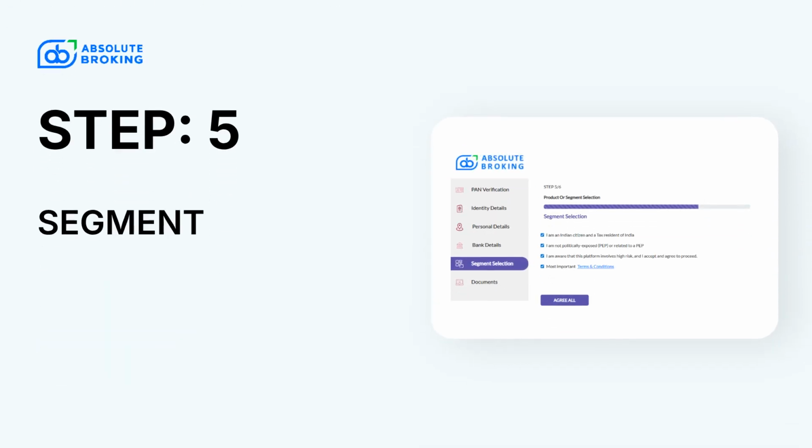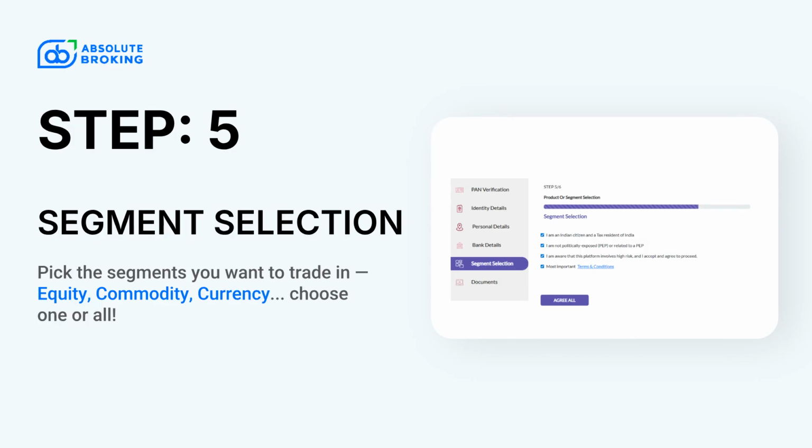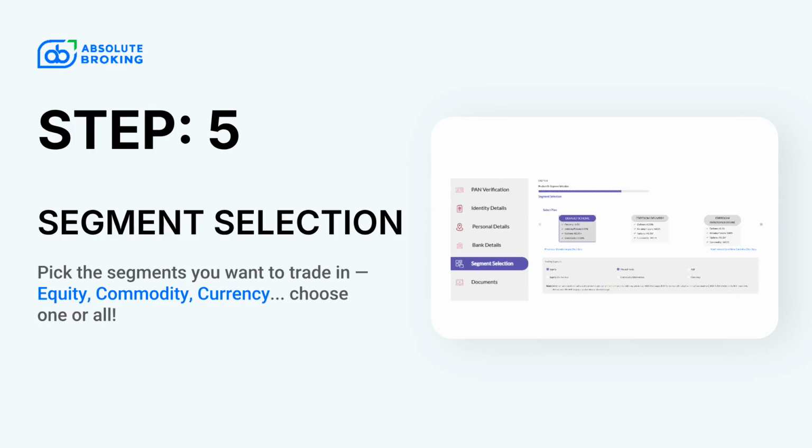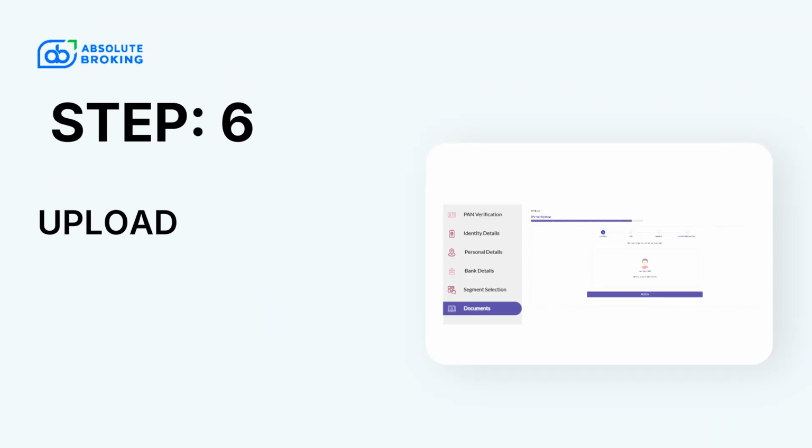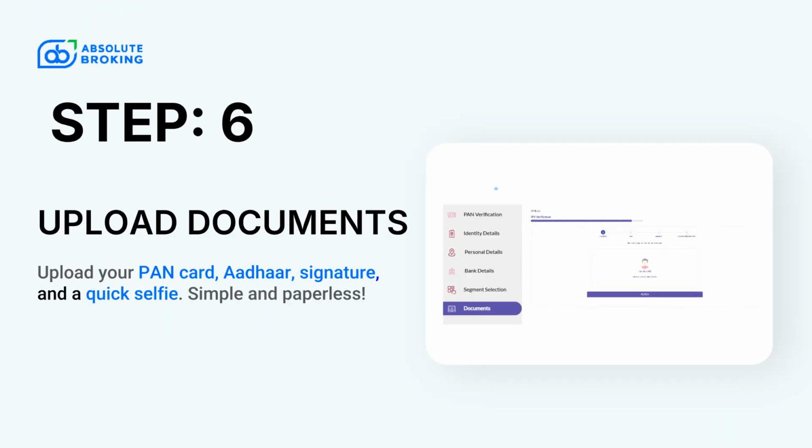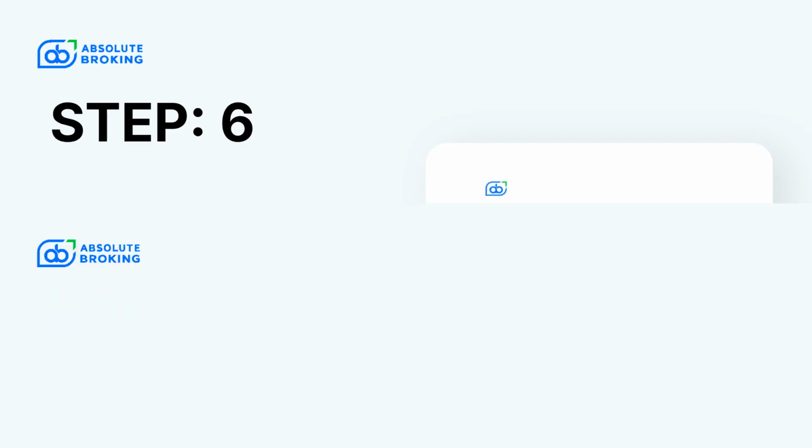Step 5. Segment selection. Pick the segments you want to trade in: equity, commodity, currency. Choose one or all. Step 6. Upload documents. Upload your PAN card, Aadhaar, signature, and a quick selfie. Simple and paperless. That's it.